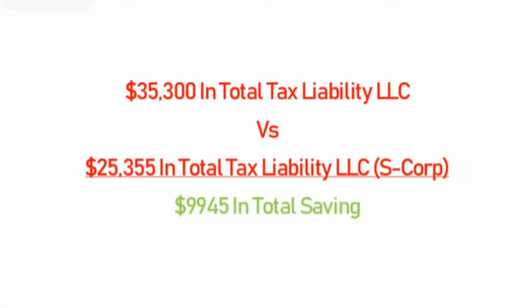So let's take a look at the two scenarios side by side. We have the $100,000 sole proprietor paying $35,000 in taxes, and then you have the LLC taxed as an S-Corp paying $25,355, a total tax savings of $9,945.